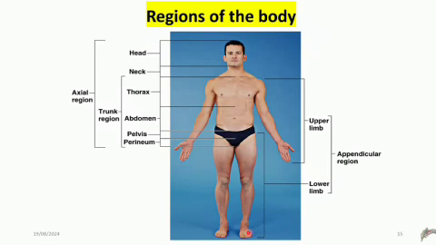The lower limb is also divided into 3 segments. The segment between the hip and the knee is the thigh. The segment between the knee and the ankle is the leg. And then the lower segment is the foot. So these different regions make up overall the appendicular region.